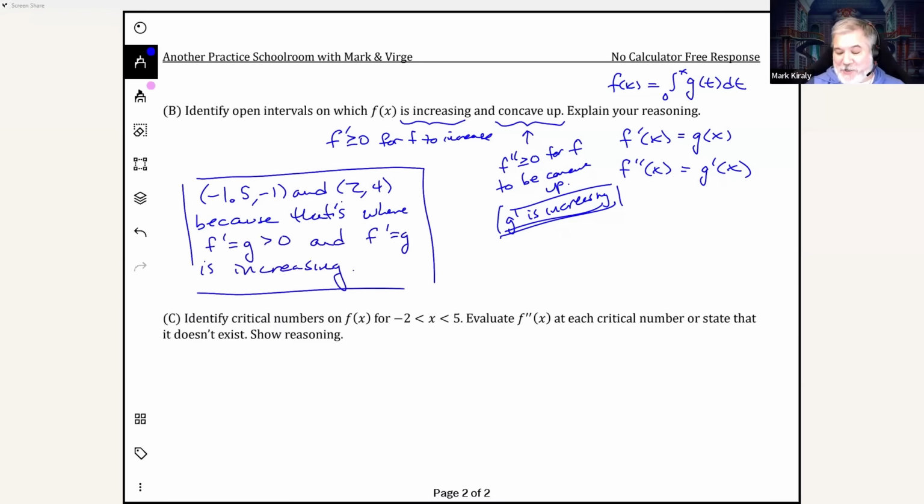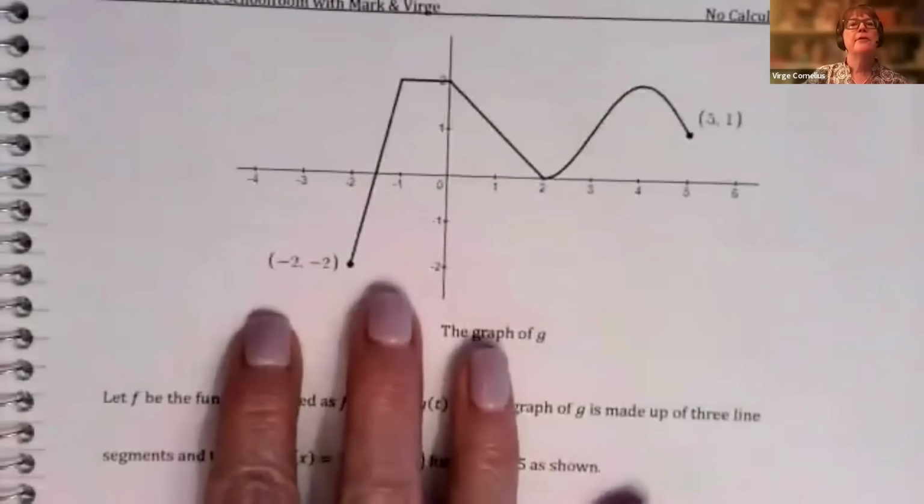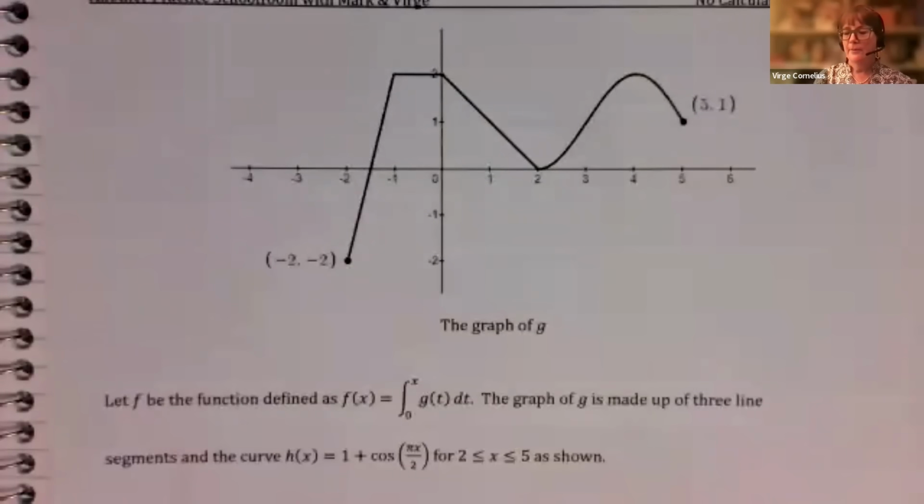Okay, now I will stop my share. You can take it away. And I will share mine. Let's see how this looks. Okay, looks good, same as what you had.